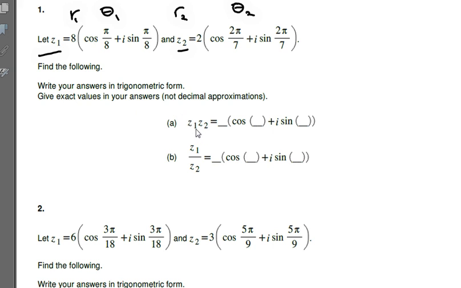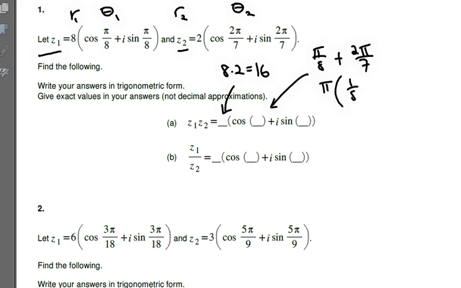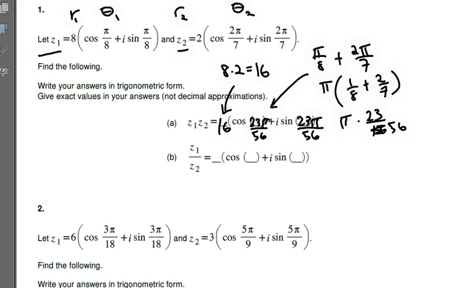So the first part here is z1 times z2, and recalling that formula, the magnitude is just going to be the product of the magnitudes. So 8 times 2, which is 16. And the angle is going to be the sum of the angles. So pi over 8 plus 2 pi over 7. The easiest way to add fractions that have pi in them is to factor out that pi. So we have 1/8 plus 2/7. Fraction math will give you 23 over 56. So final answer here, 23 pi over 56 for our angle.